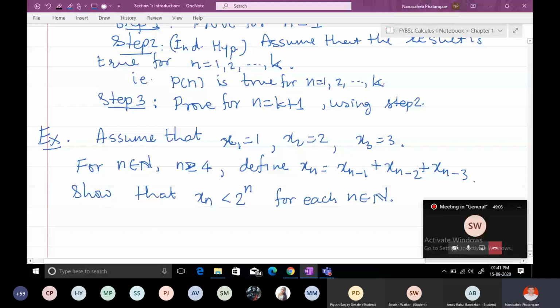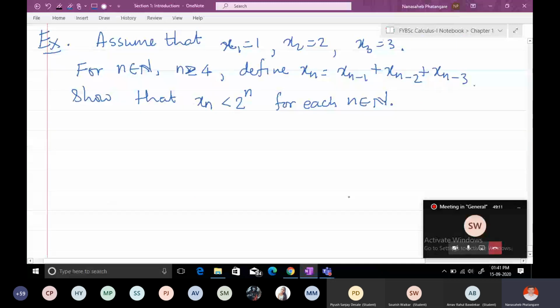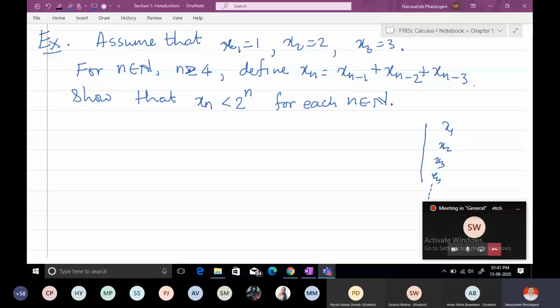Okay, first of all, try to understand the statement of problem. Then we'll go to the proof. Okay, do you understand the problem? We have defined basically what is the situation here. We know numbers x1, x2, x3, x4 and so on. We have defined some numbers. How many numbers we have? Infinitely many, right? x1 is 1, x2 is 2, x3 is 3, and x4 is now xn minus 1 plus xn minus 2 plus xn minus 3.